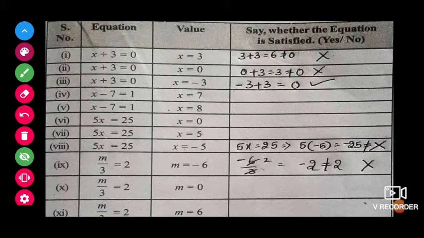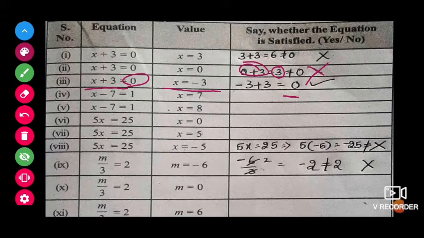Here if we see x plus 3 is equal to 0, same equation only. They given x equal to 0. Now again substitute 0 in the place of x. 0 plus 3, we will get left hand side 3. Is 3 equal to the right hand side 0? No. So it is also not satisfying. Now come for the third. Here they given x equals minus 3. Now substitute in x plus 3. So minus 3 plus 3, we will get 0. Is this 0 equal to the right hand side 0? Yes. So the given value is satisfying that equation.